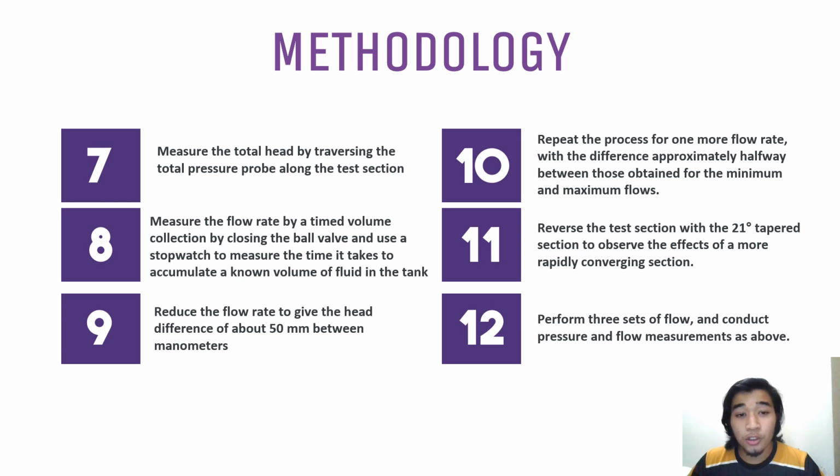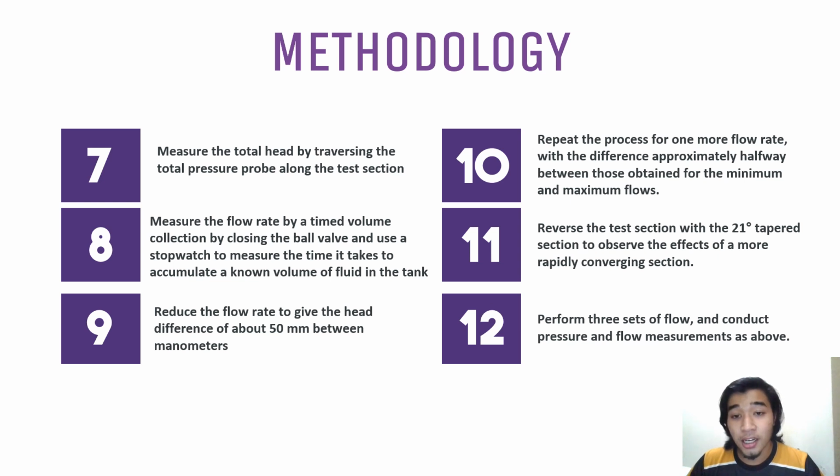Next, we need to measure the total head by traversing the total pressure probe along the test section, and then measure the flow rate by time volume collection by closing the ball valve, and use a stopwatch to measure the time it takes to accumulate a known volume of fluid in the tank. Then, reduce the flow rate to give a head difference of about 50 mm between manometers.